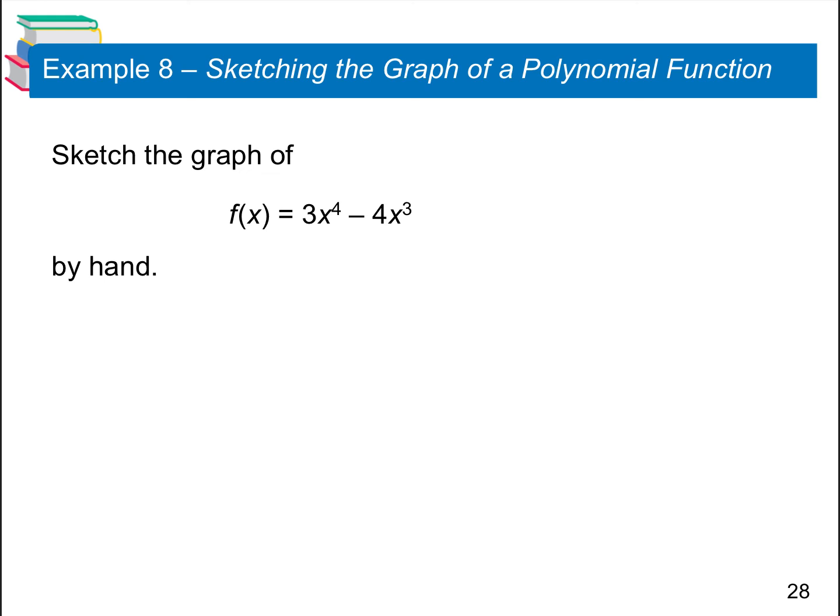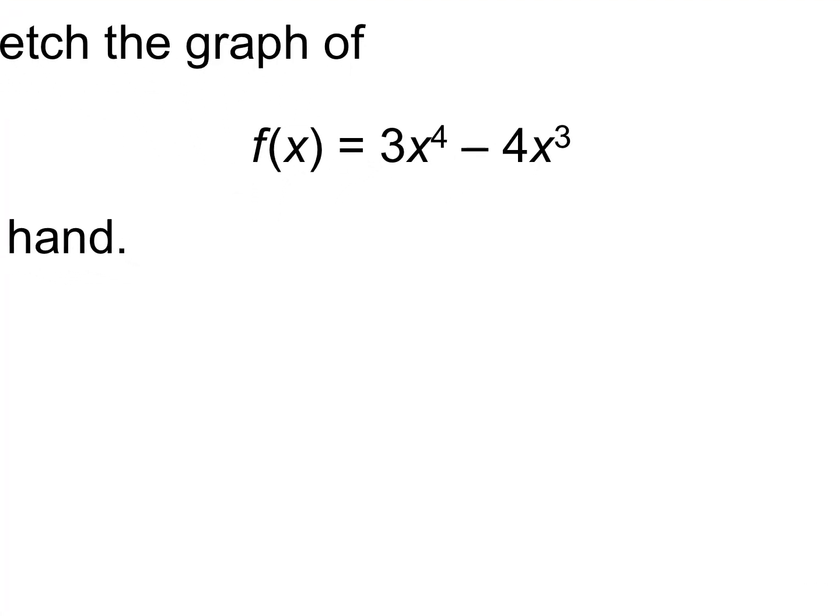All right, example 8, we're going to sketch the graph of 3x to the 4th power minus 4x cubed. So what do I need to do to start to graph this? Factoring, so I can factor out an x cubed, perfect. I want to factor it, so I have x cubed as my GCF that I could take out. So I'd be left with what in the parentheses? 3x minus 4. So this is equal to 0.